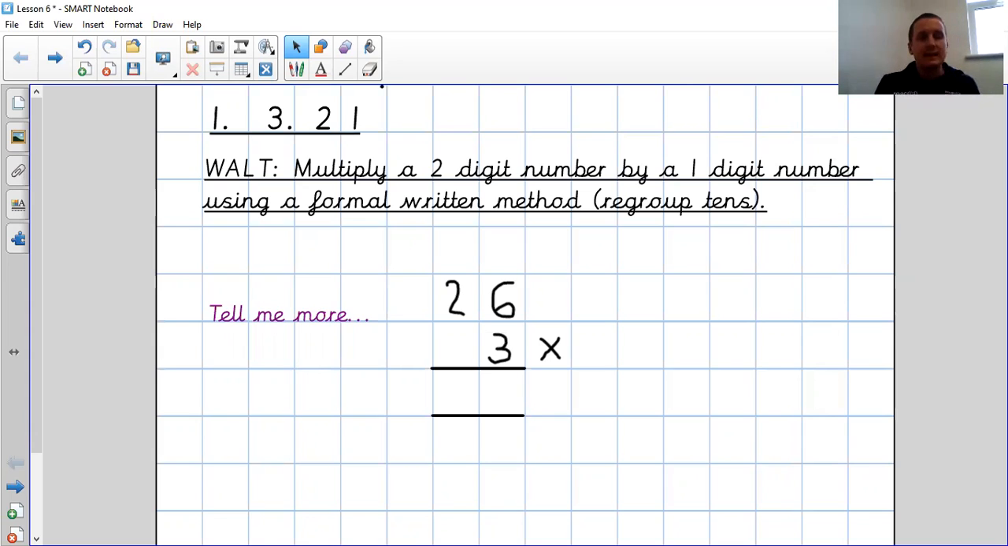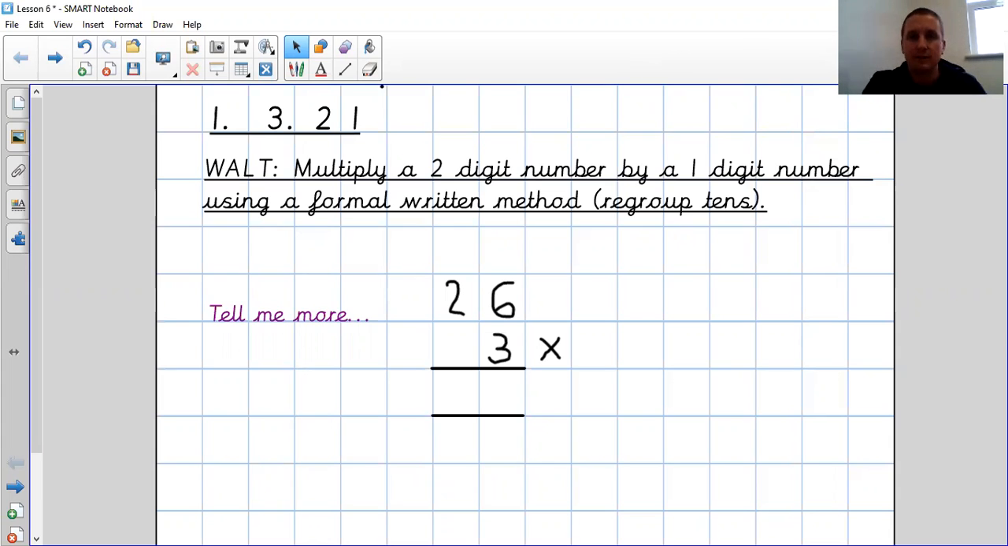So today, or let's just start with yesterday. Yesterday you were multiplying again, and you started using a formal method. A bit like our column subtraction and column addition, you started using column multiplication. Yesterday you were just regrouping the ones, and today we are going to be regrouping the tens.